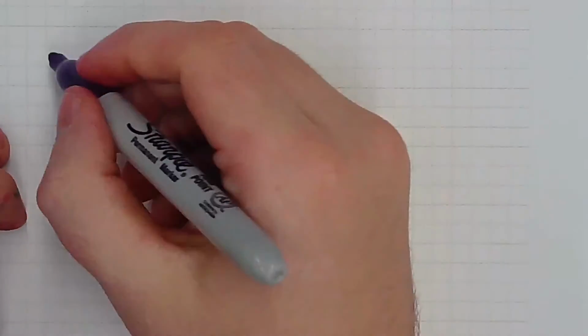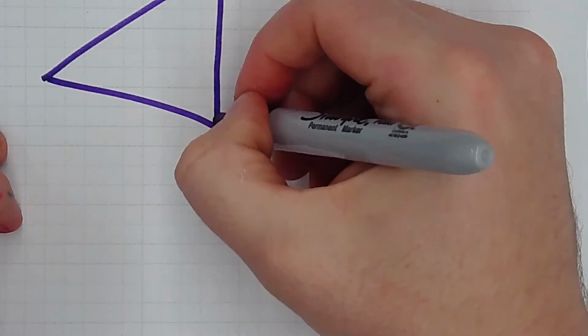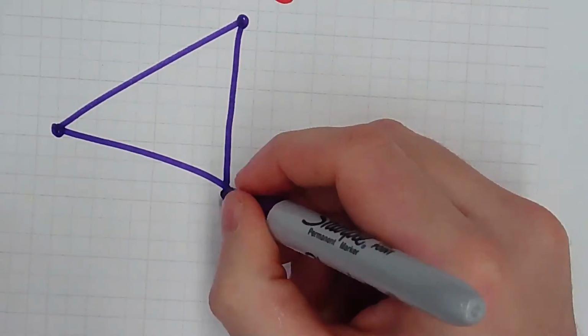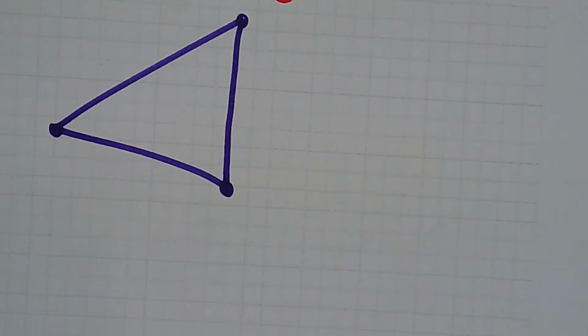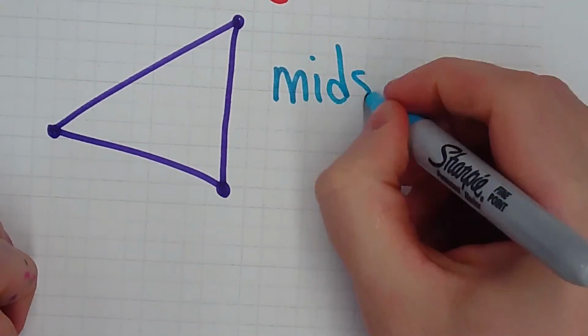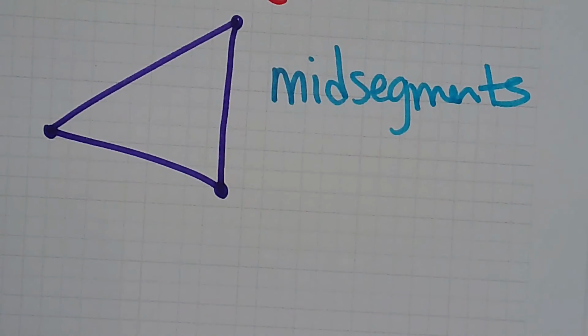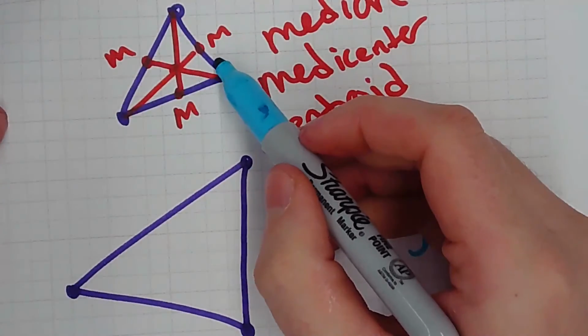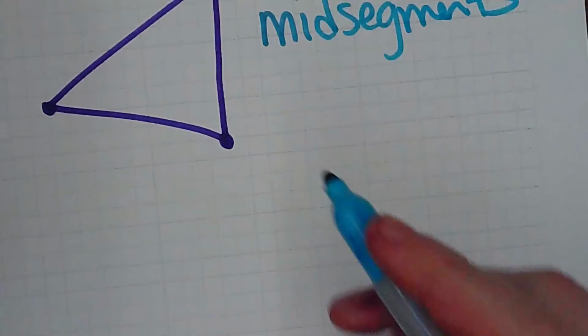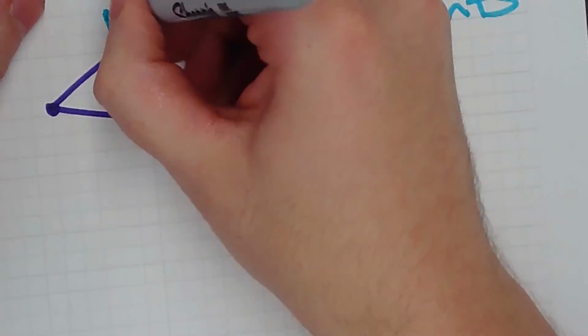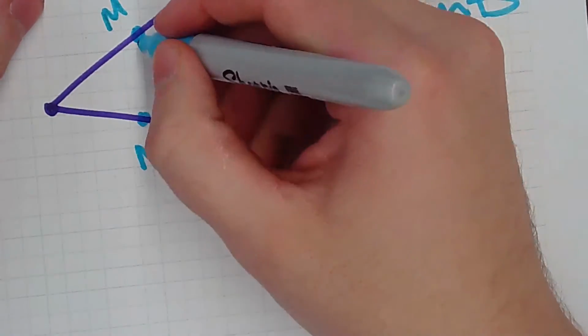All right. Let's grab another triangle. Here's another triangle. The mid-segments are different than the medians. Let's use a different color. Let's use blue. Here's what the mid-segments are. The medians were a midpoint connected to a vertex. The mid-segments are going to be the midpoints connected to midpoints.